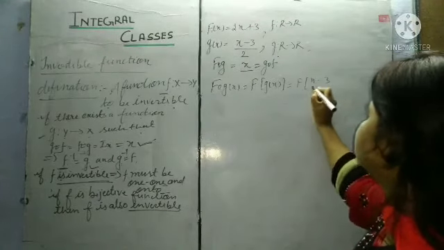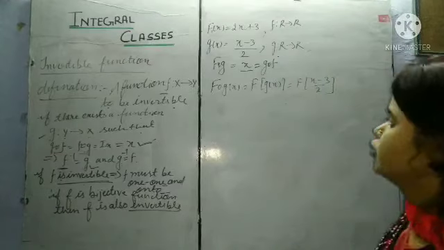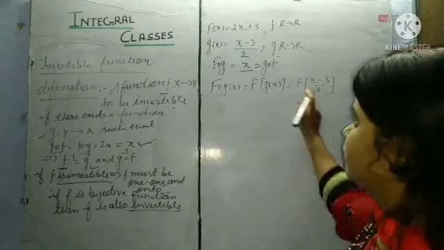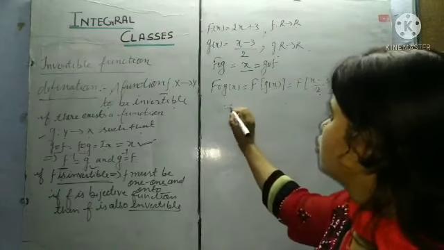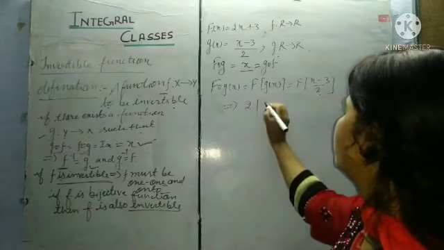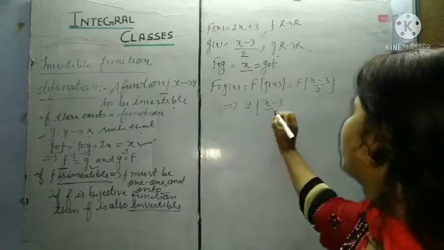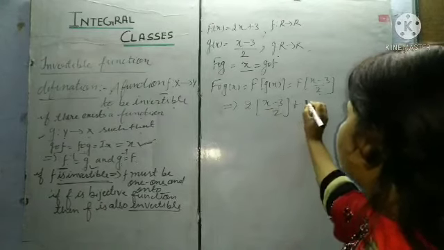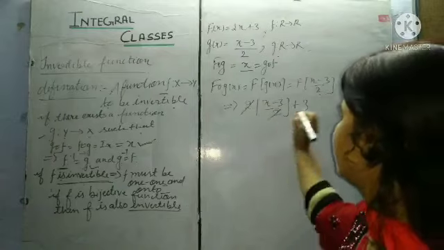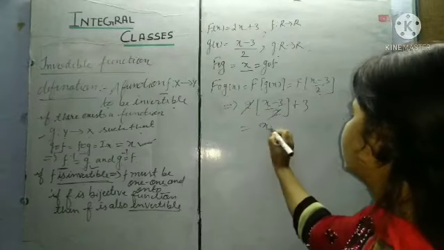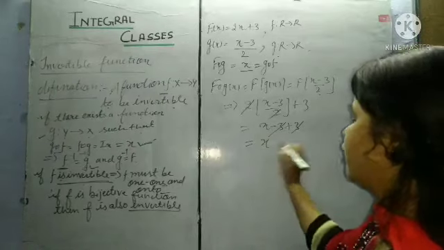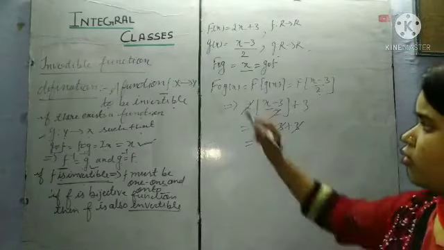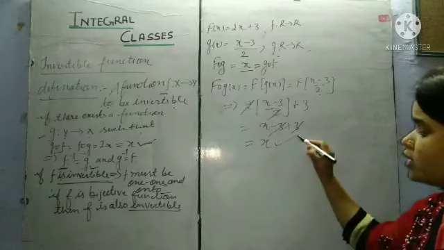X minus 3 by 2. Now we will replace here x by x minus 3 by 2. So 2 into x minus 3 by 2 plus 3. Now 2 is cancelled and x minus 3 plus 3 cancel. Now in this condition we will get fog equal to x.